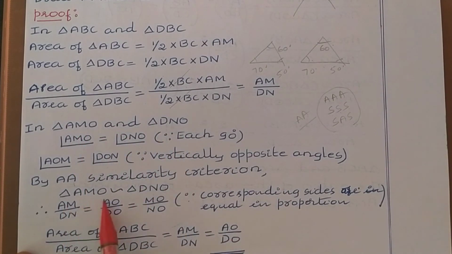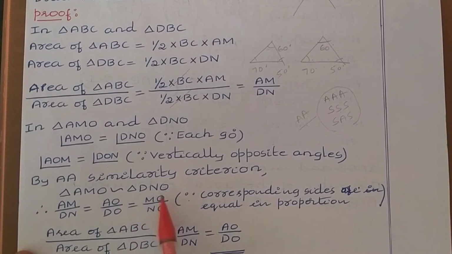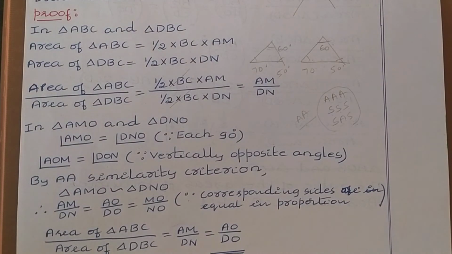So triangle AMO is similar to triangle DNO. Now we know these two triangles are similar. So if two triangles are similar, then their corresponding sides are in equal ratio, or their corresponding sides are in proportion. That we have studied in the theorem. So let us write the corresponding sides ratio.